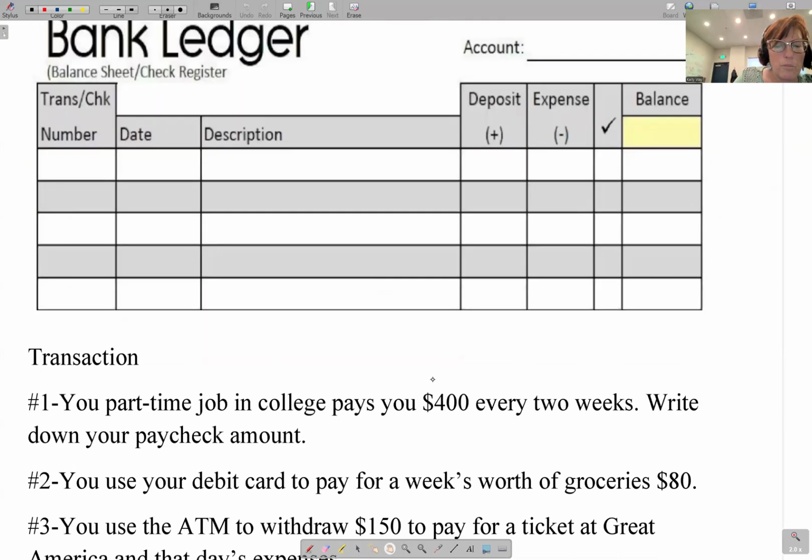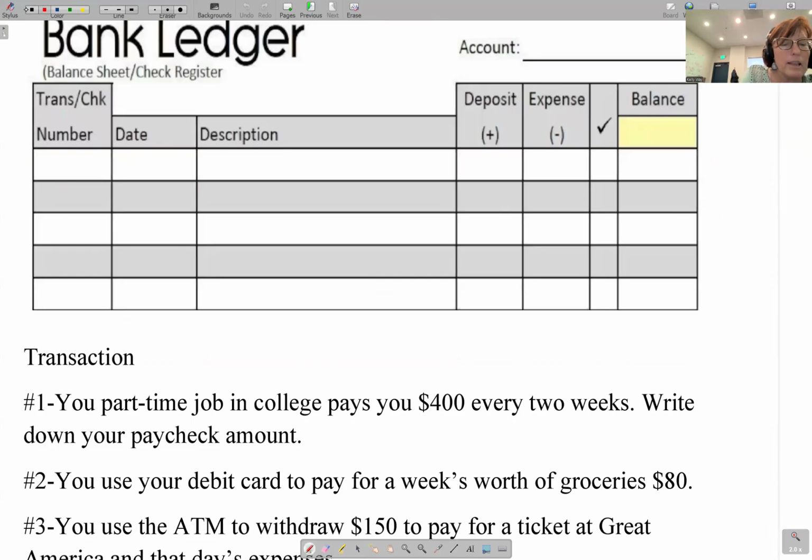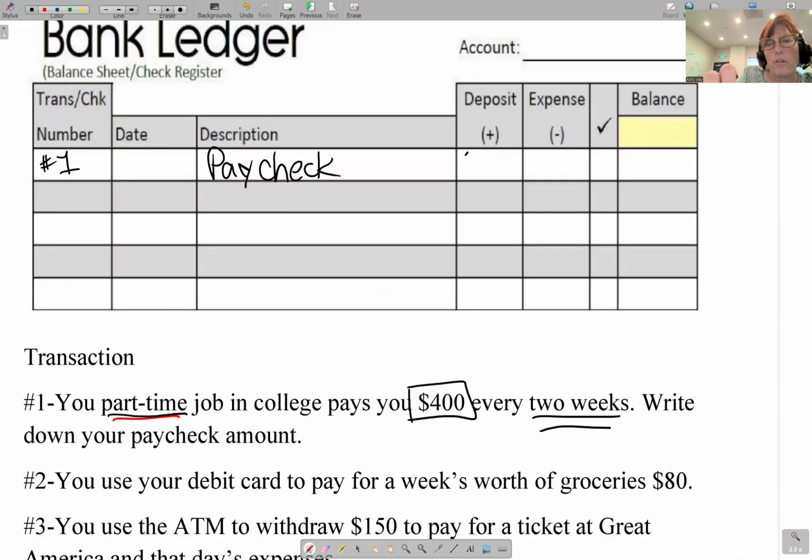So transaction number 1, you have a part-time job and it pays $400 every 2 weeks. You're going to write down your paycheck. So transaction number 1, paycheck, and you deposit $400 in your bank account.